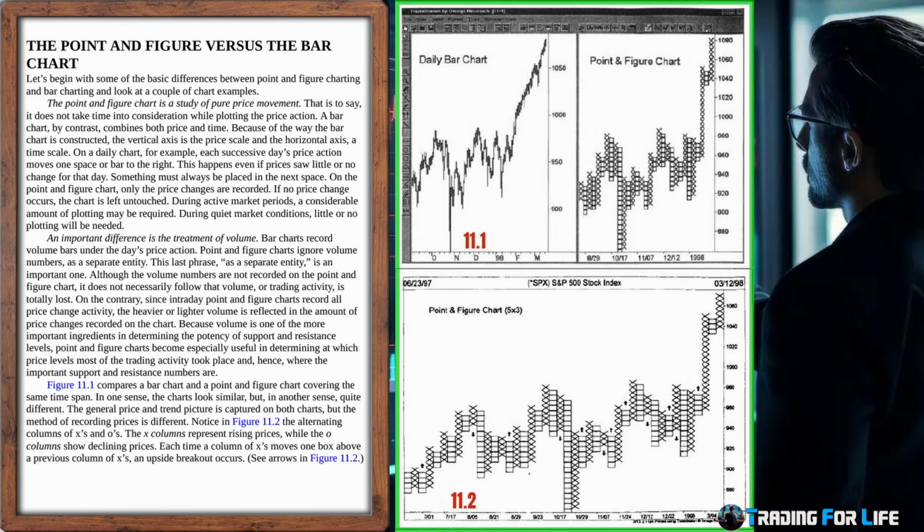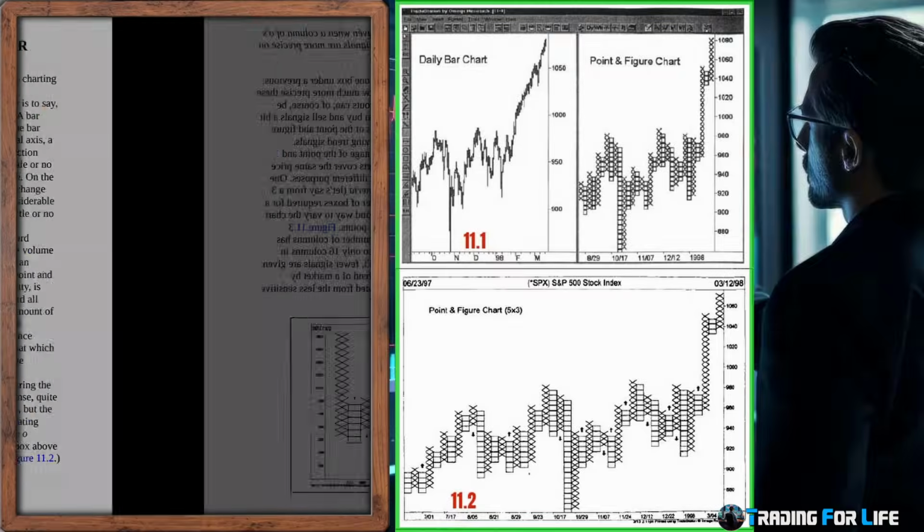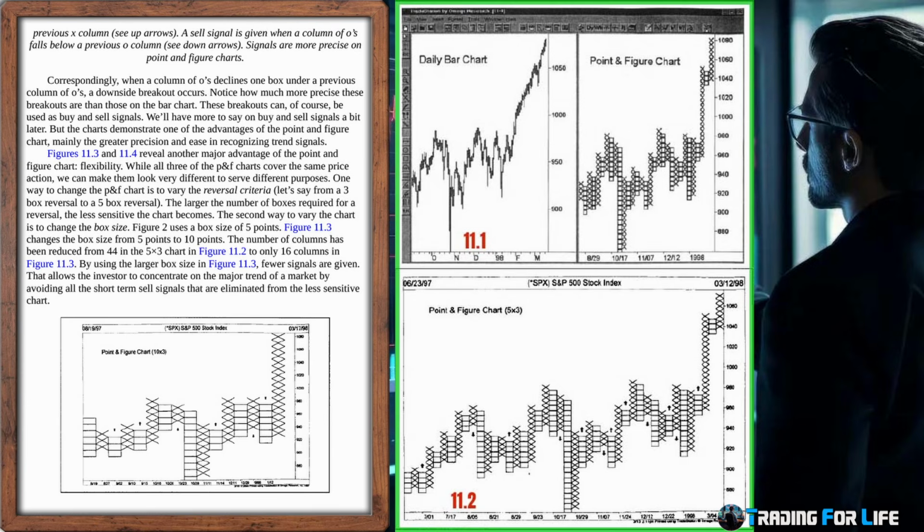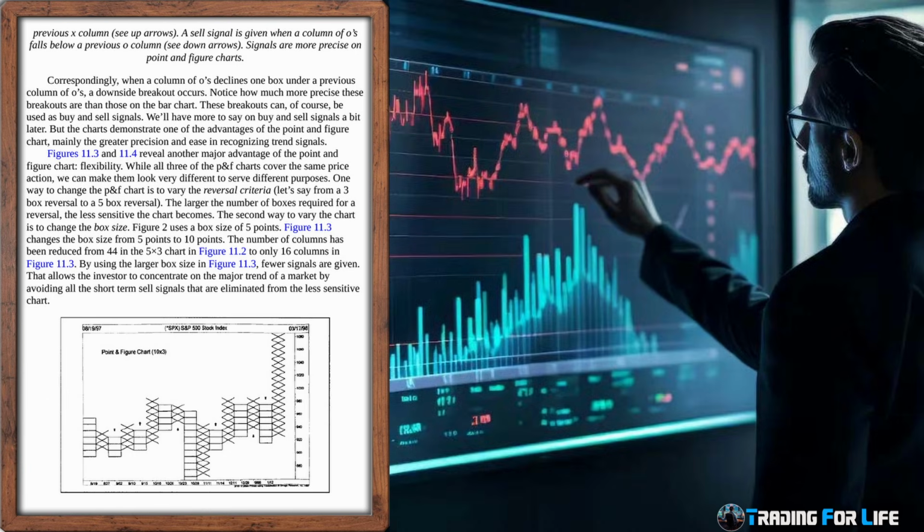Notice in Figure 11.2 the alternating columns of X's and O's. The X columns represent rising prices, while the O columns show declining prices. Each time a column of X's moves one box above a previous column of X's, an upside breakout occurs. See arrows in Figure 11.2. Correspondingly, when a column of O's declines one box under a previous column of O's, a downside breakout occurs. Notice how much more precise these breakouts are than those on the bar chart. These breakouts can, of course, be used as buy and sell signals. We'll have more to say on buy and sell signals a bit later.